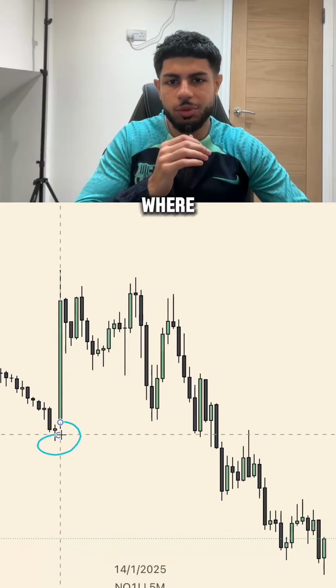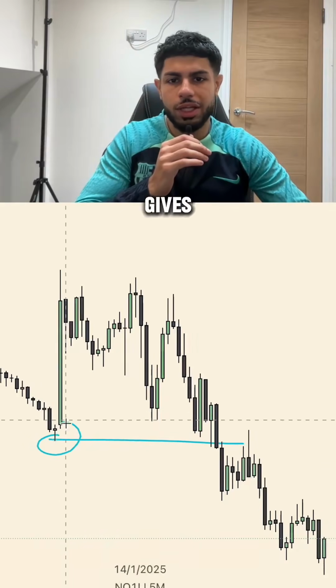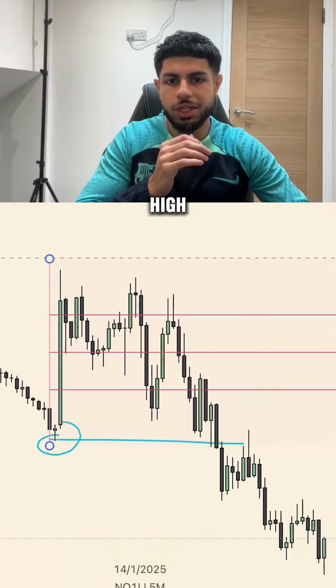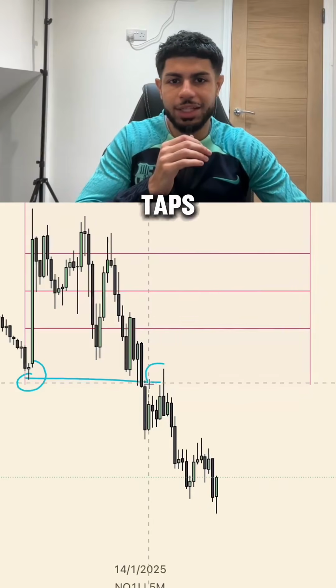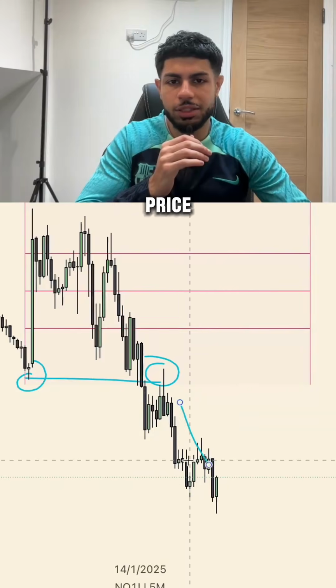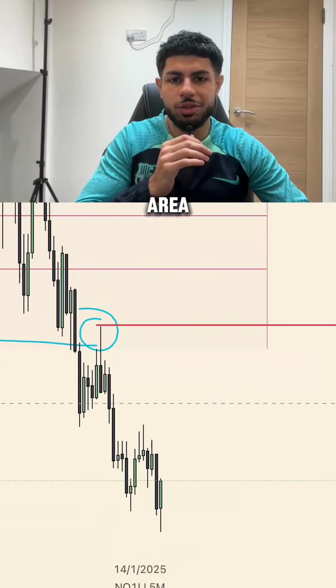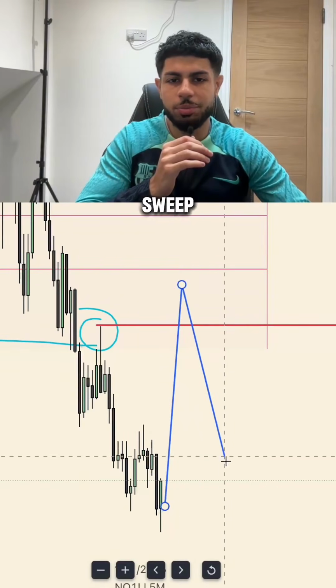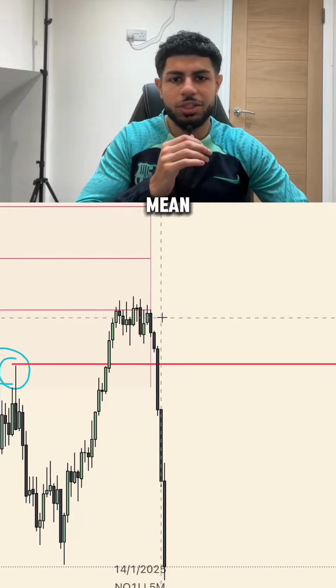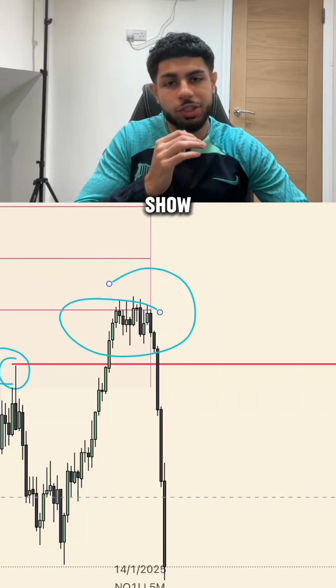Well, we want to see where the last break of structure was. That gives us a zone from this low to this high. Now, the swing high that taps into this zone and then price starts to move lower, this swing high here is the ultimate liquidity area. This is where I expect price to sweep and then continue lower with the trend. I mean, just look at that. And if you don't believe me, let me show you another example.